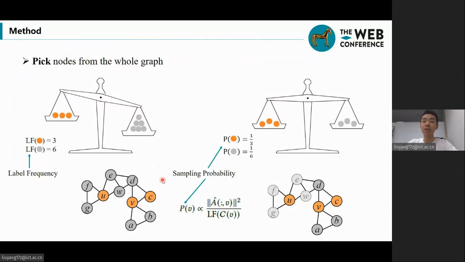Similarly, for the node sampling in PCGNN, we set the probability of node V to be sampled to be inversely proportional to its label frequency so that the subgraph will be label balanced, and squarely proportional to its degree because we need to pay more attention to those important nodes in the graph. The resulting subgraph is shown in the right figure. Nodes that are not sampled, like E, F, G, W, are translucent.